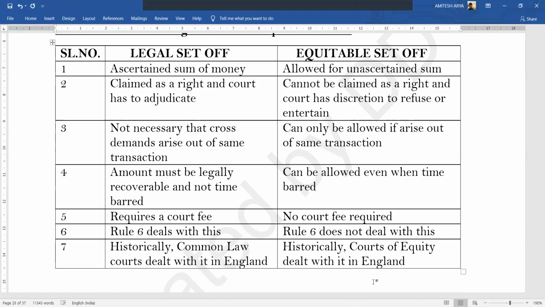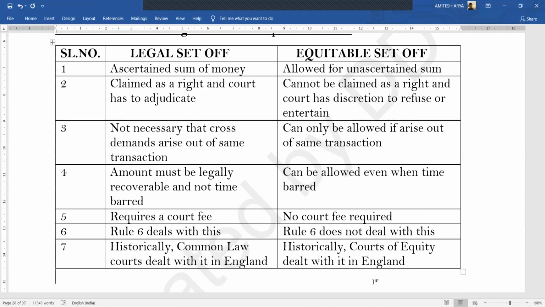While in the case of an equitable set off, as you can see from the word equitable, it comes from the word equity. Here it is not a right. It is the court's discretion whether it grants you that particular relief of equitable set off or not. The third difference is that in a legal set off, it is not necessary that the cross demands arise out of the same transaction, while in an equitable set off, it will be allowed only if it is arising out of the same transaction. Then in legal set off, the amount should be legally recoverable. In equitable set off, it can be allowed even if it is a time-barred amount.